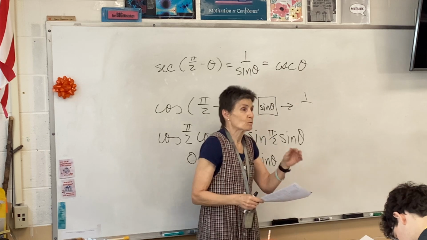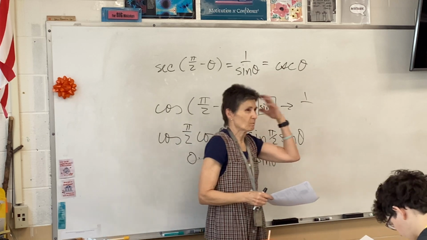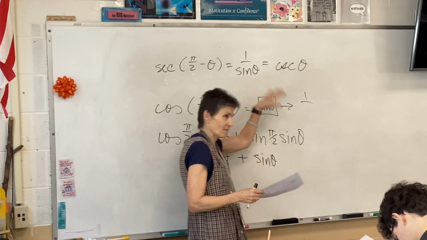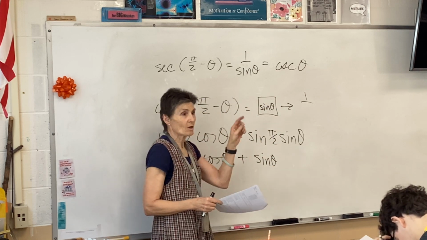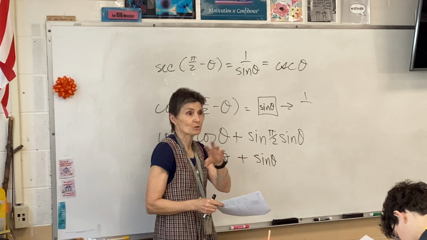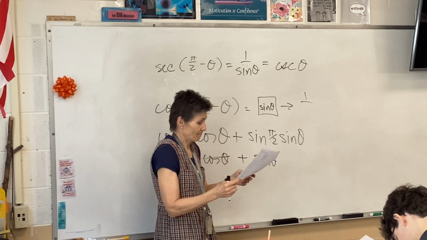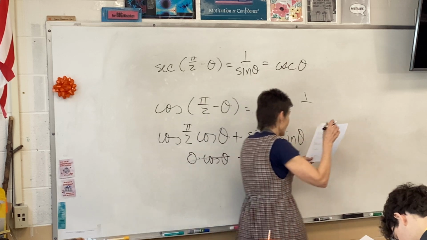So in other words, if you can think about that, you could have answered question B without going through all this. When you saw 90 minus theta or pi over 2 minus theta, that means complement. So, all right, let's try number 10.